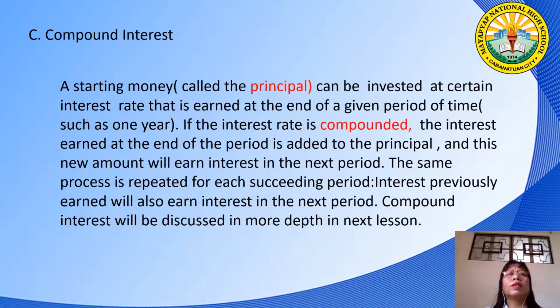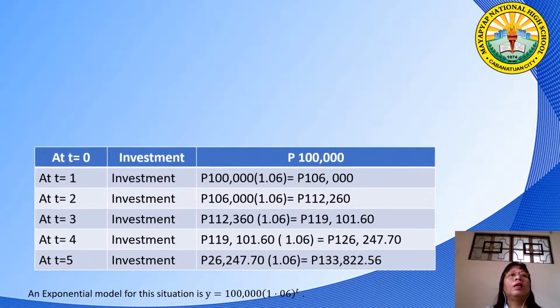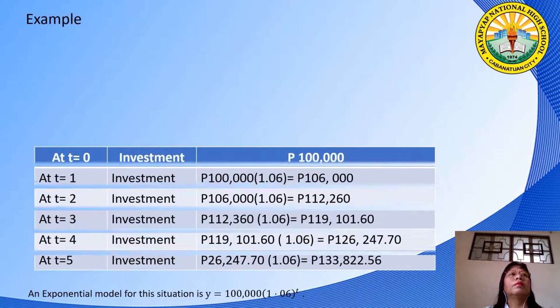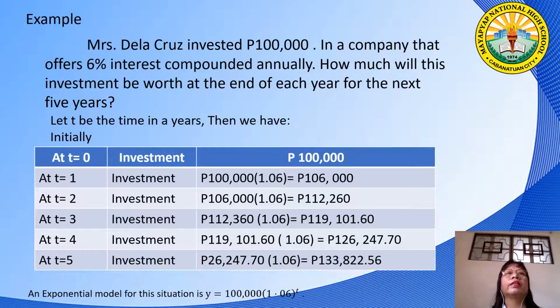So we can defend this discussion in our next lesson, in the next chapter. So let's have an example. Mrs. De La Cruz invested 100,000 pesos in a company that offers 6% interest compounded annually. How much will this investment be worth at the end of each year for the next 5 years?